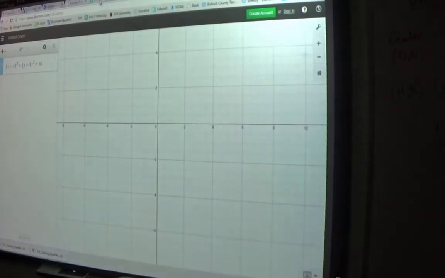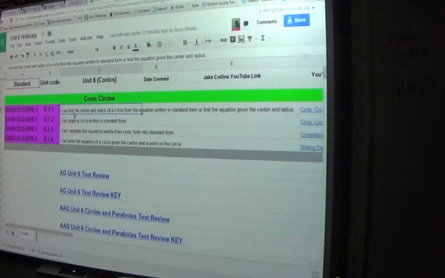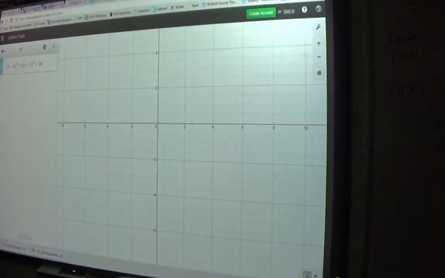Hold on. Let's go back and read the learning target. I can find the center and radius of a circle from the equation written in standard form, or find the equation given the center and radius. Okay? So here we are. All right. Where do you think the center is of this circle? 4, -3. Let's see if I can get this right. 4, -3. So the center of the circle is right there.